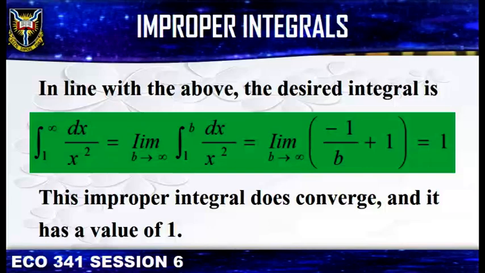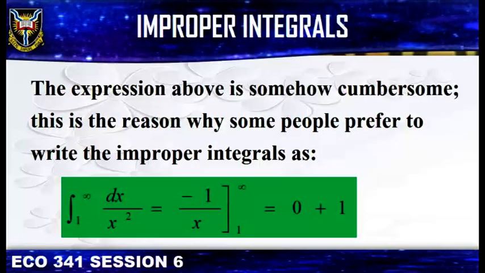This improper integral does converge and it has a value of 1. The expression above is somewhat cumbersome. This is the reason why some people prefer to write the improper integral as integral dx over x squared is equal to minus 1 over x, upper limit infinity, lower limit 1, is equal to 0 plus 1.